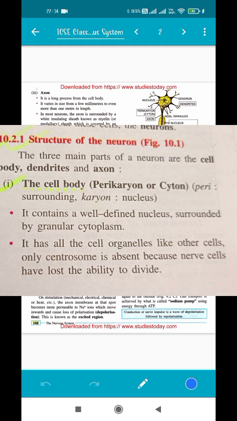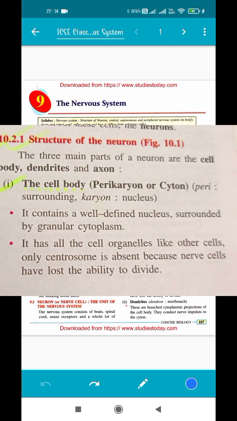It contains a well-defined nucleus surrounded by granular cytoplasm. The cytoplasm inside the cyton consists of granules. It has all the cell organelles like other cells, only the centrosome is absent, because nerve cells have lost the ability to divide. Very important point. Nerve cells have all the different organelles like mitochondria or Golgi apparatus, etc. But they do not have a centrosome. As you know, the centrosome is associated with cell division. But nerve cells once formed will never divide again. As a result, there is no centrosome present in the nerve cell.